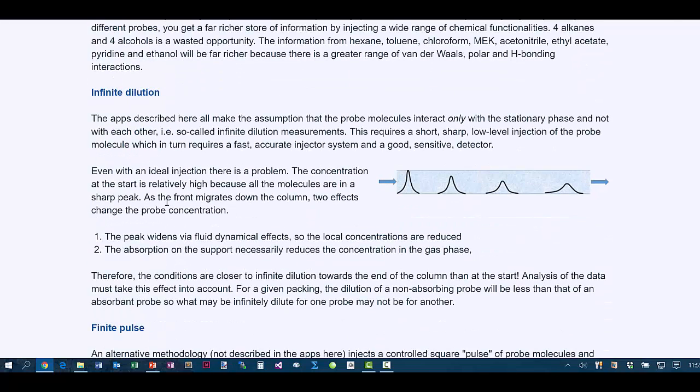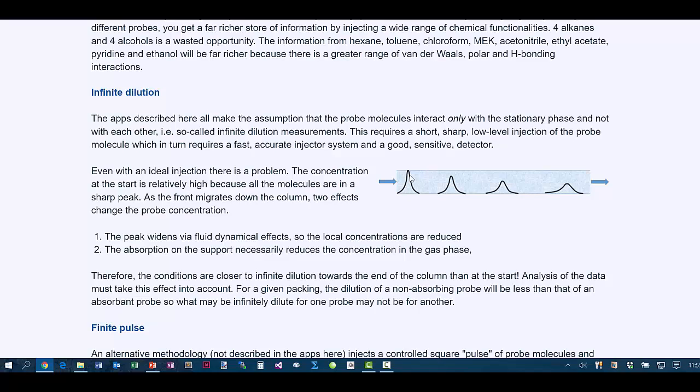The next point is about infinite dilution. The apps used on this site assume infinite dilution. This means that the probe molecules interact only with the support medium and not with each other. This means you have to have a short, sharp peak of low intensity, and therefore you need a good detector to be able to do it. But even if you have such an ideal injection, there's a problem.